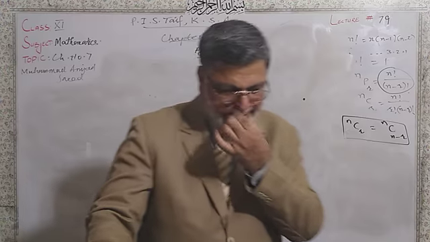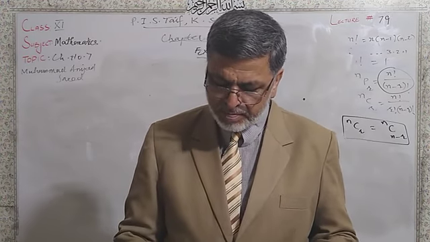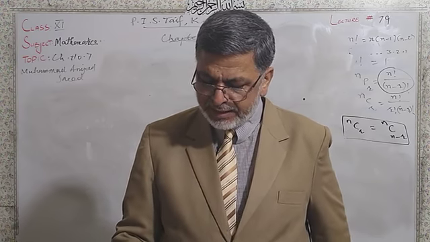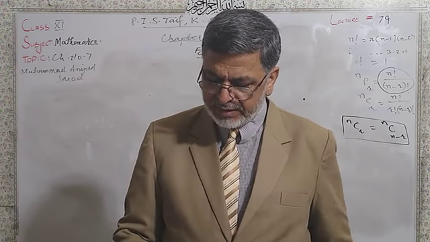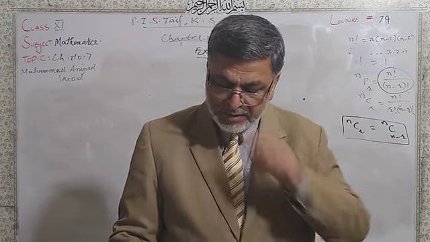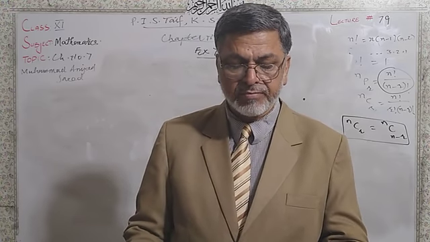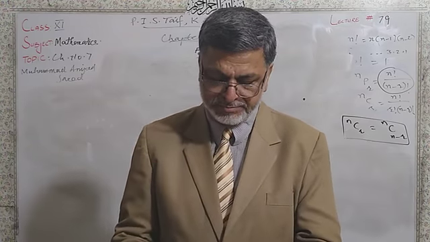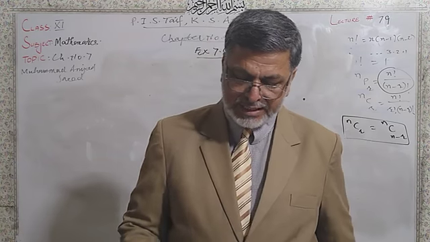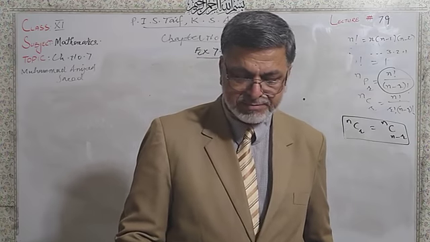So dear students, we have question number 4. How many diagonals and triangles can be formed by joining the vertices of 5 sides, 8 sides, 12 sides? First of all, for a 5-sided polygon, how many diagonals?